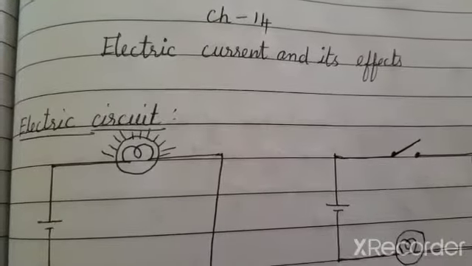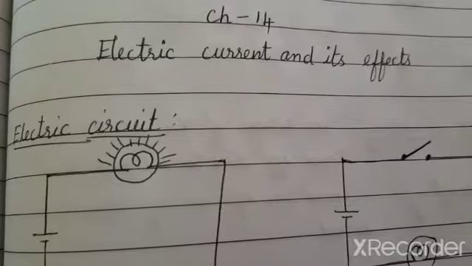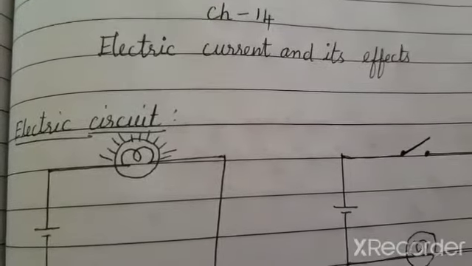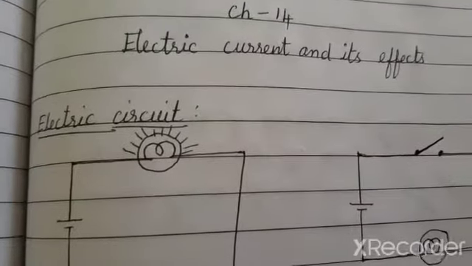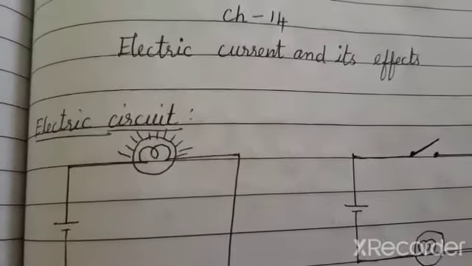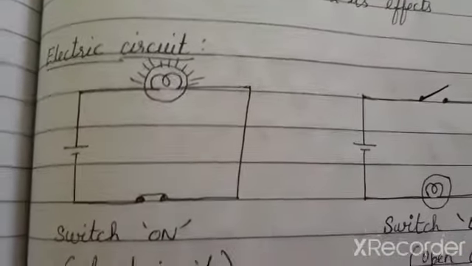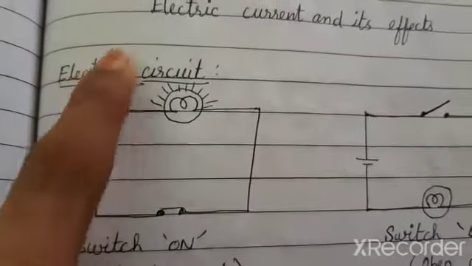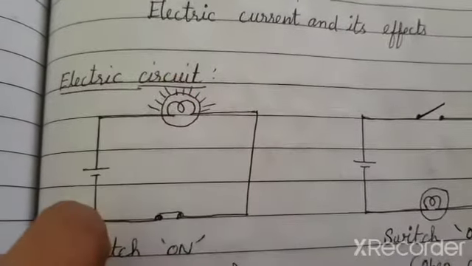Good morning, children. Today we are going to see Physics, Chapter 4, Electric Current and its Effects. We already saw the introduction of this chapter with your electric circuit components and their symbols. Now we are moving to the next one, that is your electric circuit. So, what is meant by a circuit?